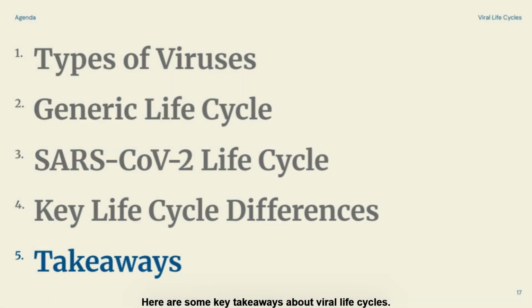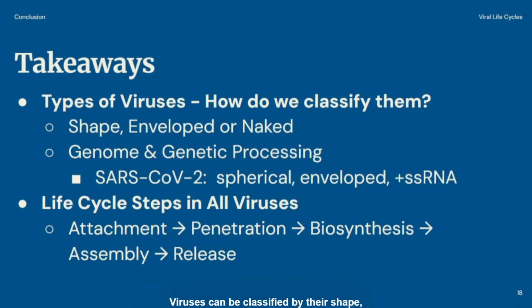Here are some key takeaways about viral life cycles. Viruses can be classified by their shape, whether or not they have an envelope, and their genome, and how it must be processed in the host cell to become translatable plus sense mRNA. For example, SARS-CoV-2 is a spherical, enveloped, plus sense single-stranded RNA virus. All viruses have similar life cycle steps, which include attachment and penetration of the host cell, biosynthesis to replicate the viral genome and synthesize viral proteins, assembly of the replicated genome and proteins into new virions ready to infect cells, and release of these virions from the infected cell.